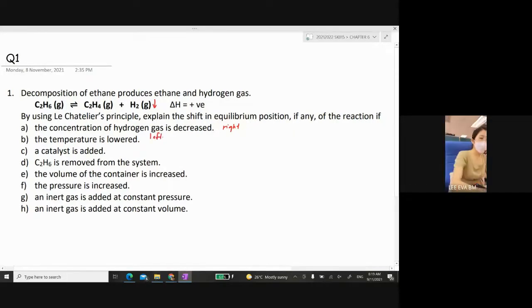Left. Okay, why left? Our temperature is a little bit complicated. This one is a positive. That means your forward reaction is endo. Reverse reaction is exo. Okay. Temperature is lower, favor exo.